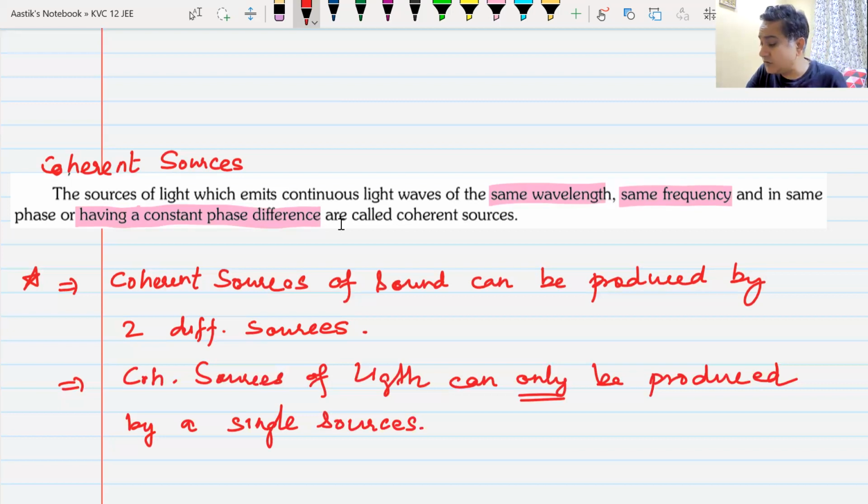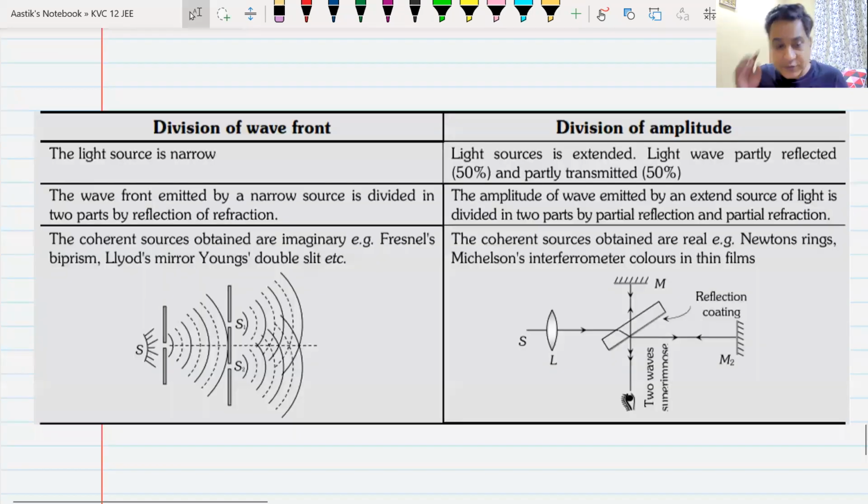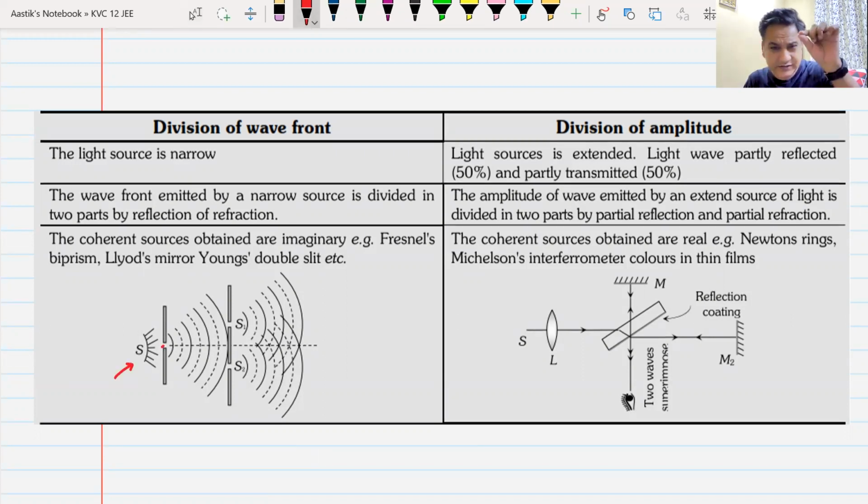So these coherent sources of light can only be produced by a single source of light. Now, how can you produce coherent sources from a single source of light? If you can see here, this is one source of light, and I've made a small slit, an opening.